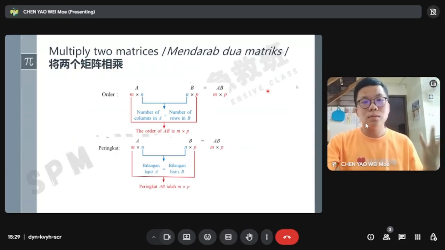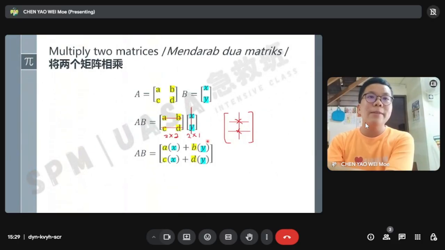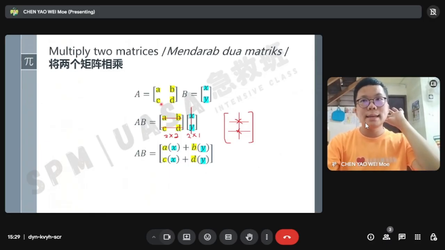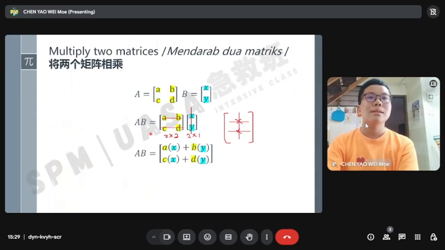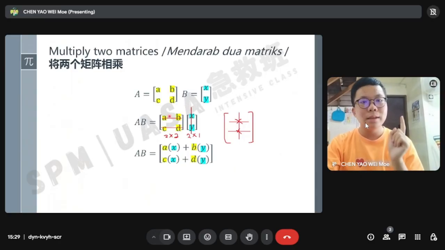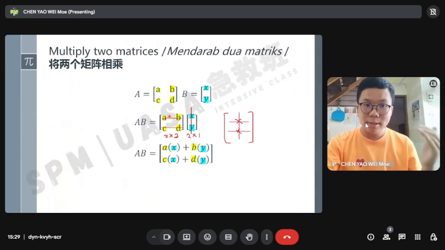How? If you do know, I give you an example. This is a 2 by 2 and a 2 by 1. So I want to multiply them together. Yes, both can multiply together. Okay, you need to know about this concept.